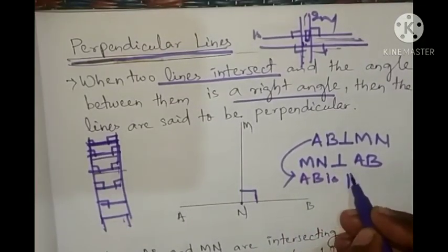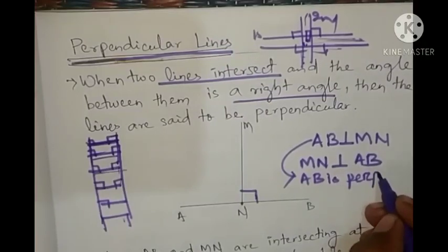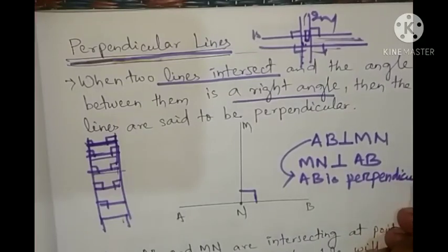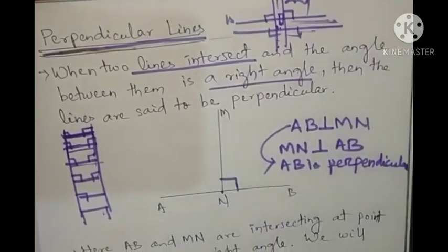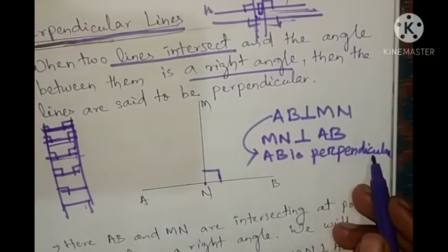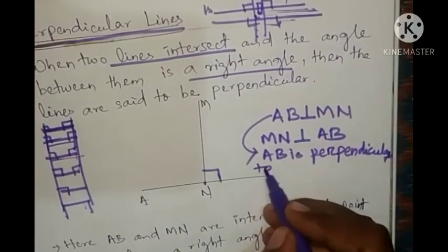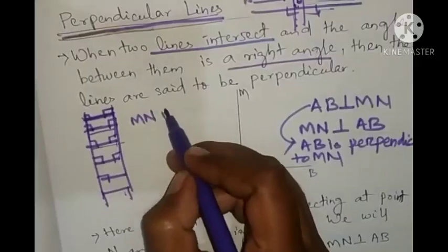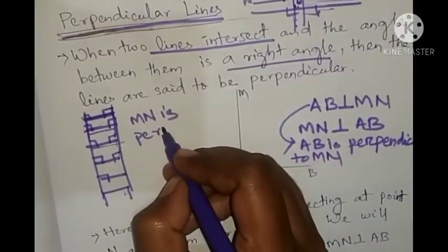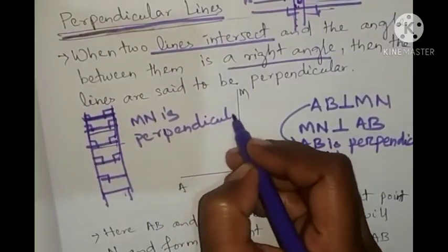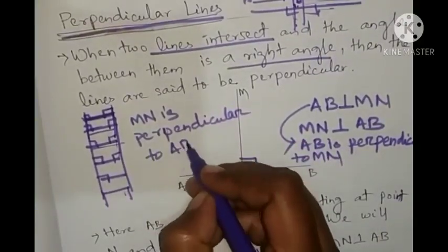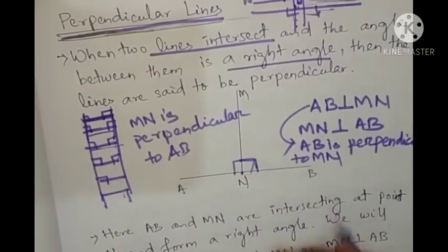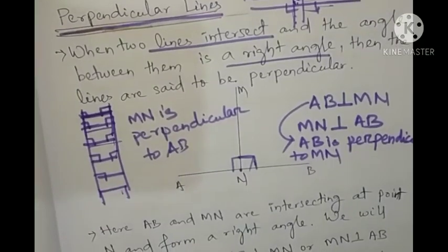Always remember the pronunciation and the spelling, because these are new terms you are listening to. So perpendicular, PERPENDICULAR, to MN, or otherwise you can write MN is perpendicular to AB. Anything you can write. This is making 90 degrees. So this is about perpendicular.